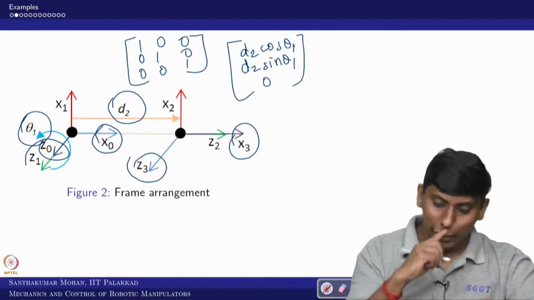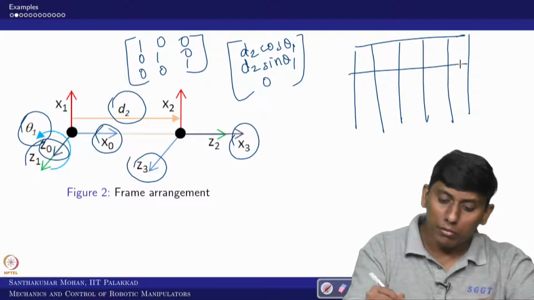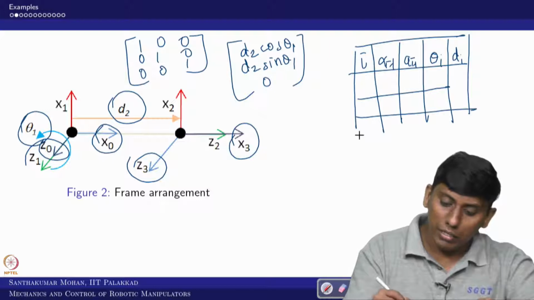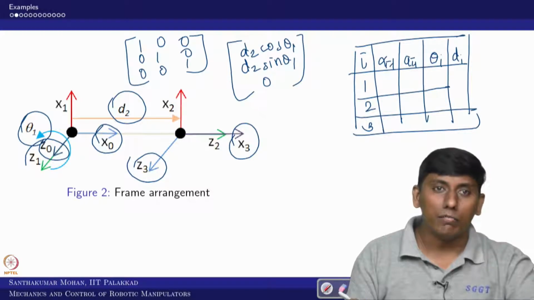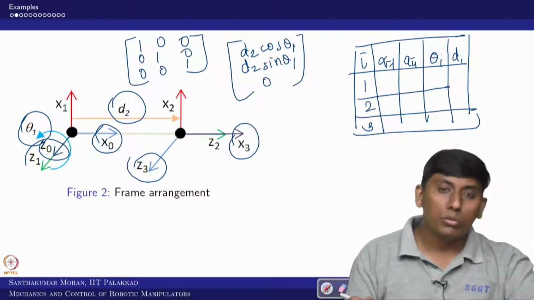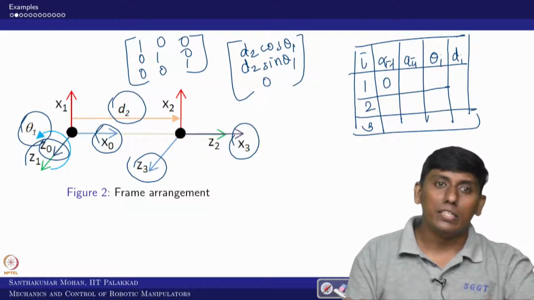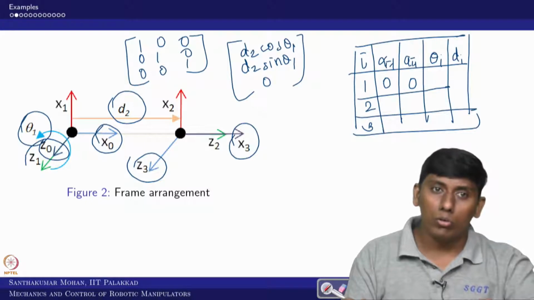For that you can write your DH parameters. What are the DH parameters you can write? Alpha i minus 1, a i minus 1, then theta i and d i. Here, how many frames are there? There are 3 frames we have to bother about: 1, 2, 3. So from 0 to 1, is there any angle difference with respect to x0, any angle between z0 and z1? No, right. Is there any distance between z0 and z1 along x0? No.